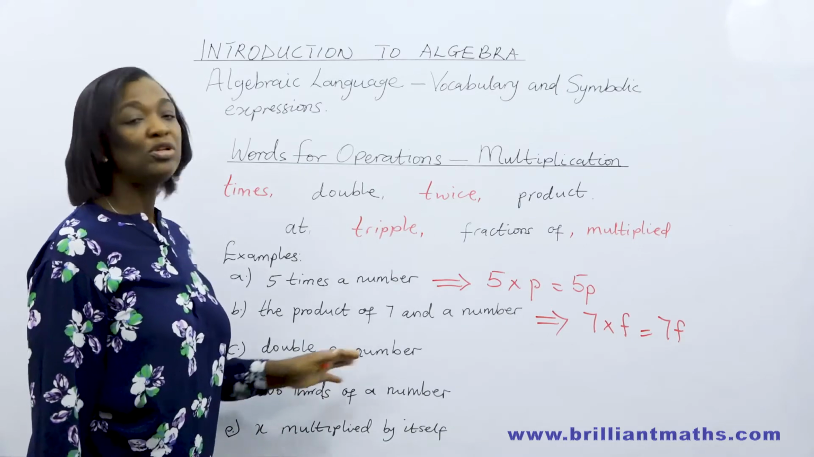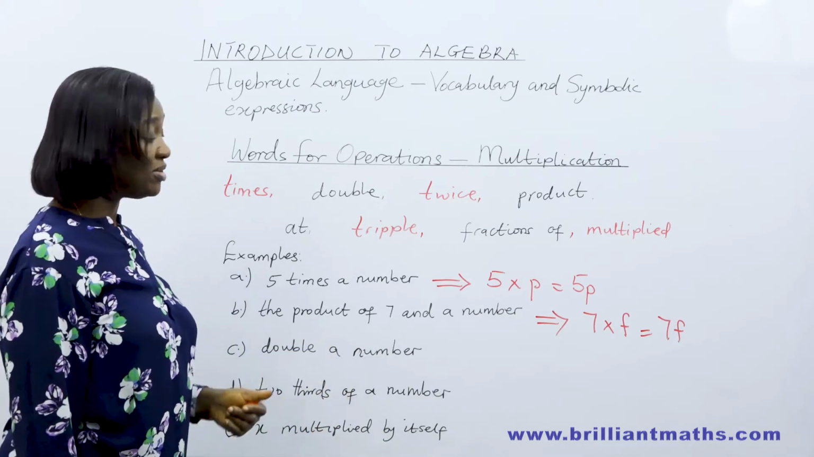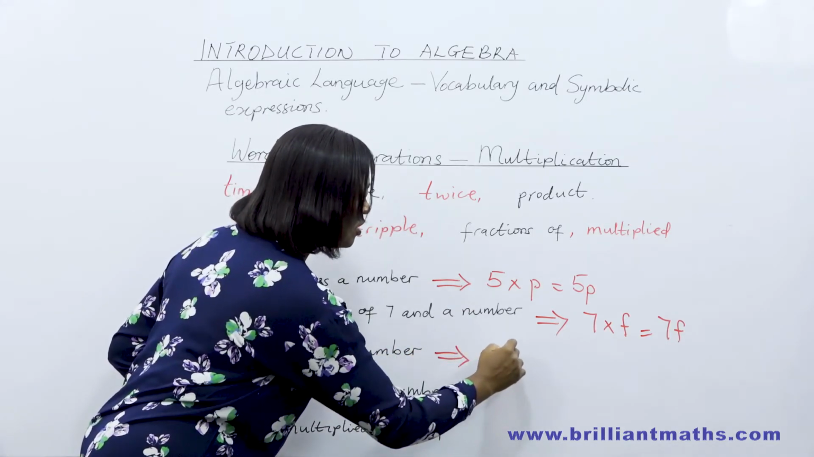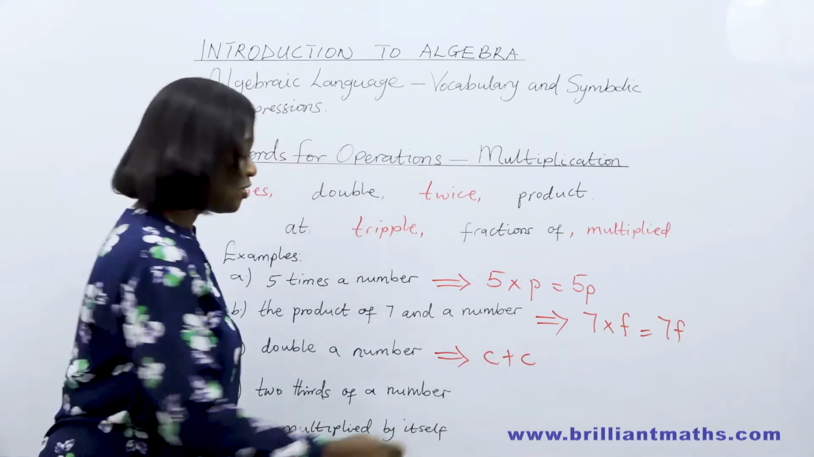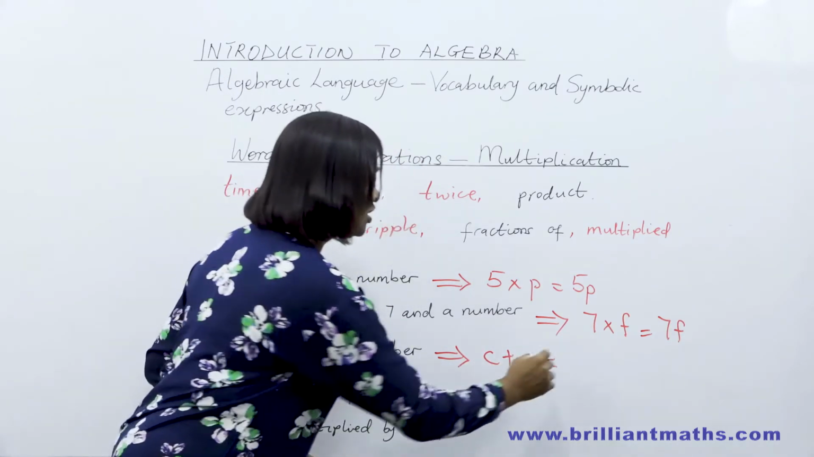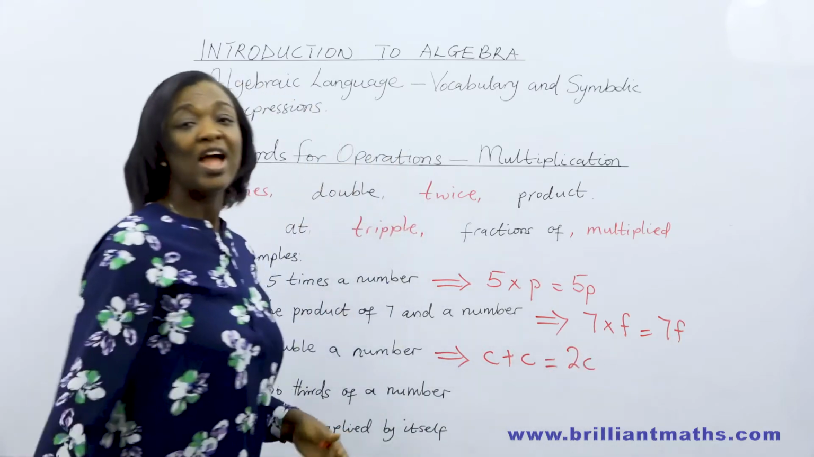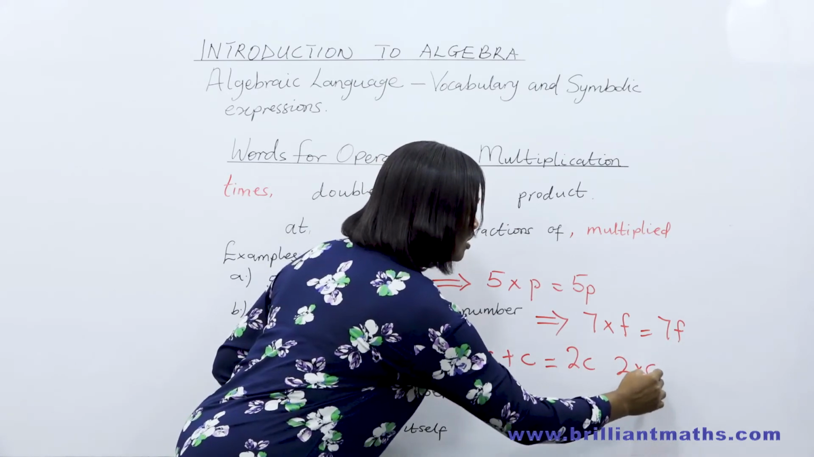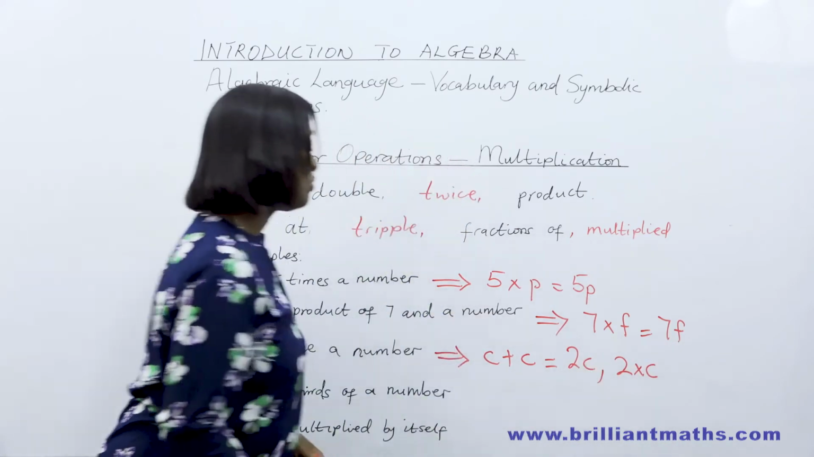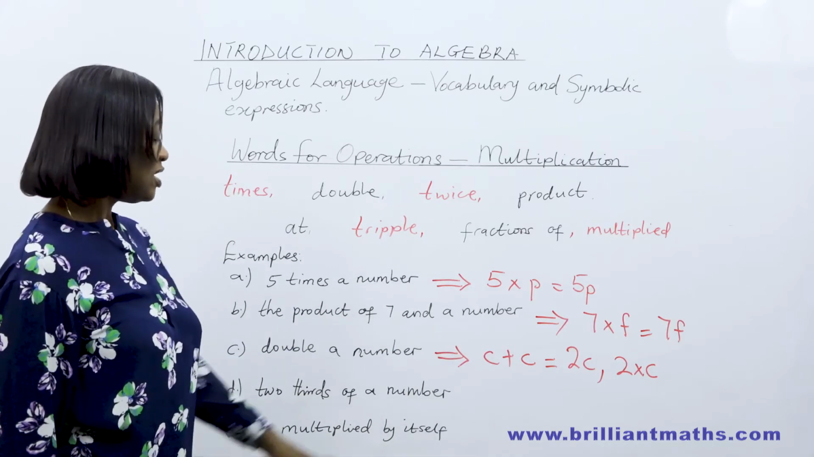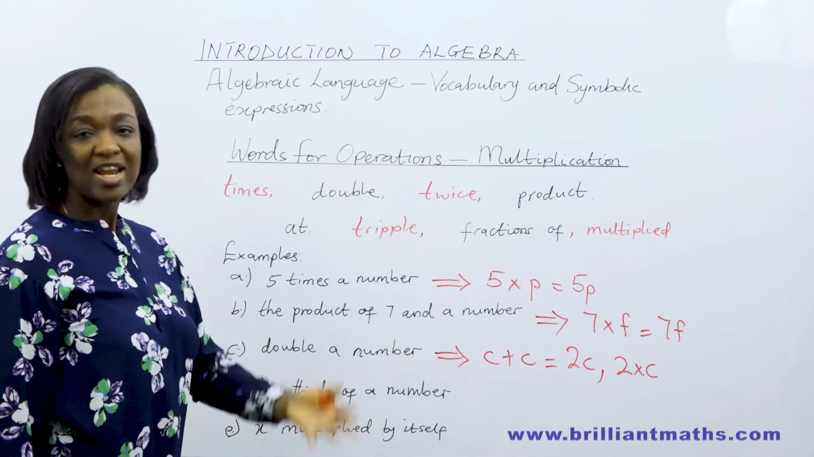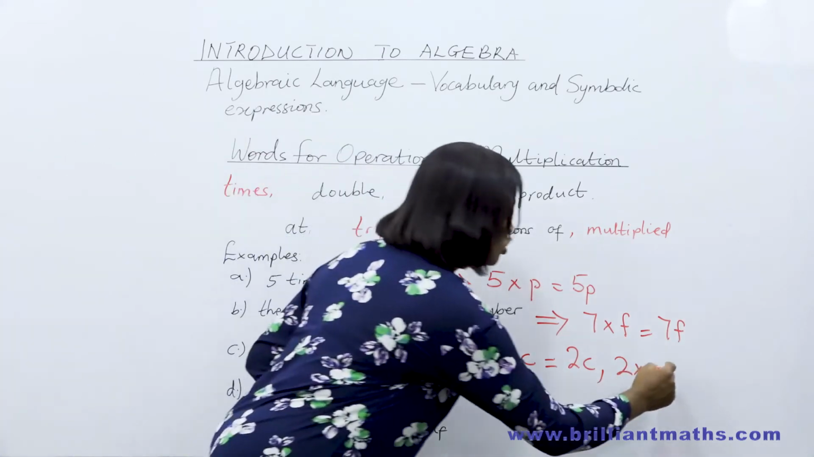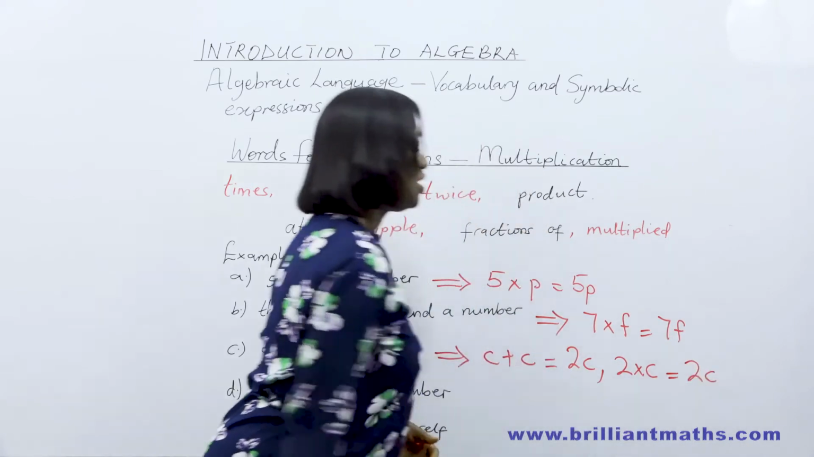And next we have double the number. So let our number be C. So double C will mean C plus C, which is the same as 2C, and that is also the same as 2 times C. I need you to understand that. Double a number means add the number to itself or multiply the number by 2. So whichever one you choose, it means 2C.